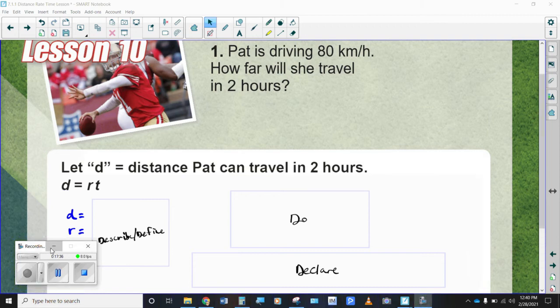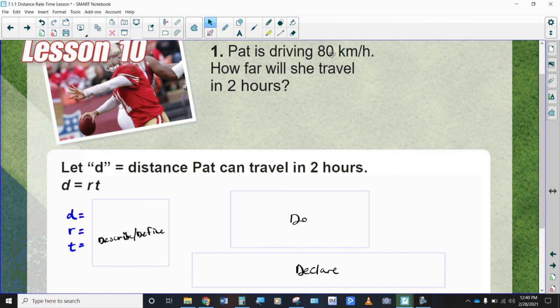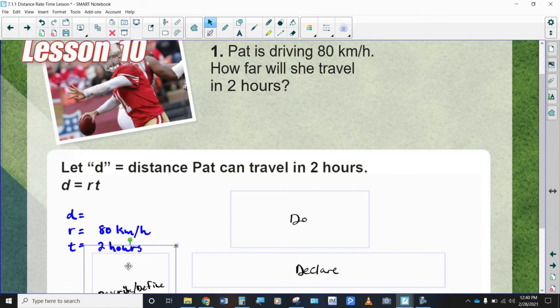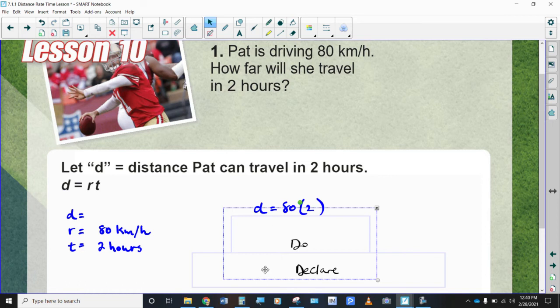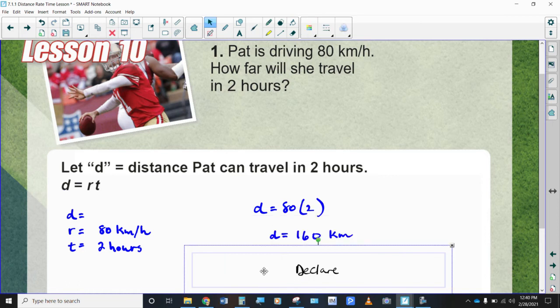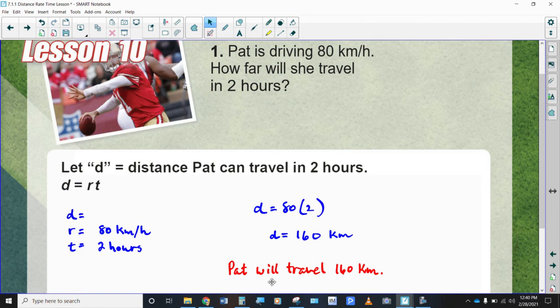All right, let's see how you did. Pat's driving at 80 kilometers per hour. How far will she travel in 2 hours? Okay, this is a little different where we have to figure out the distance, but we've got the rate of speed and the time. So in this case, for the formula, you're actually just going to multiply. There will be no division. And 2 times 80 is 160. So the answer is that Pat will travel 160 kilometers.